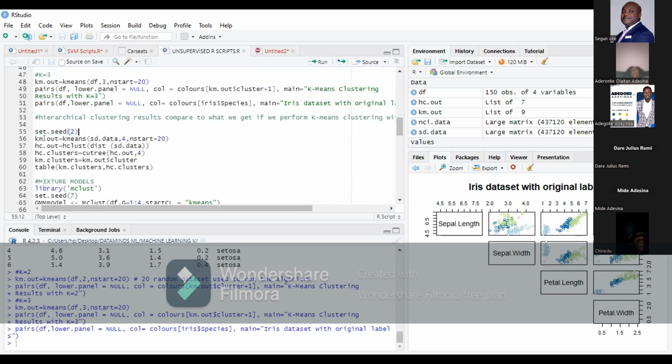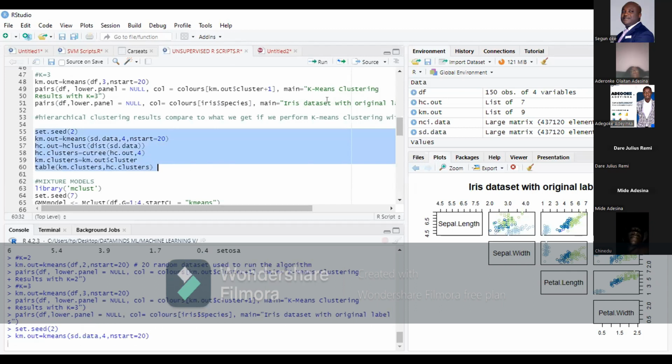We have our km.out. We can name it anything. Is equal to k-means. We have our sd.data that we have defined earlier. We have our nstart to be 20. So we have our hc.out. This sd.data was actually defined earlier, talking about the n by n matrix. Then cutree, 4, talking about 4 clusters. Then our table. So I will just do this all together, 55 to 60, so that to save our time.